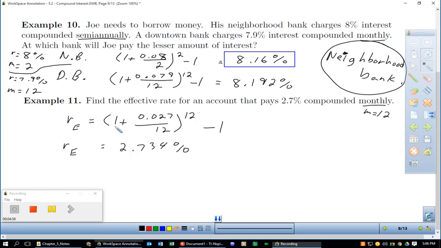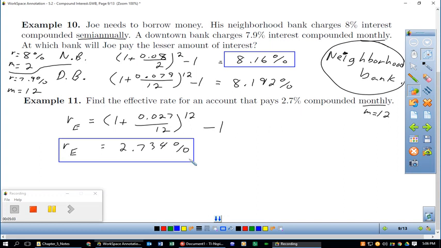By the way, this is always just a little bit higher than the stated rate. It's kind of a fact. When compounding comes into effect, you pay more interest, or really a higher annual rate. All right, that's the end of effective rate.